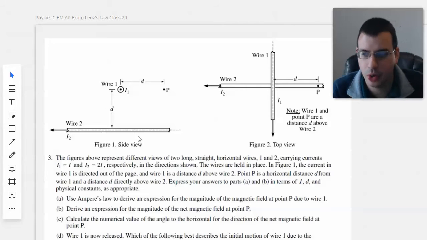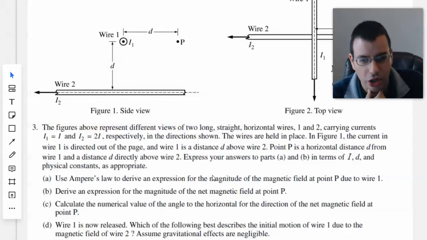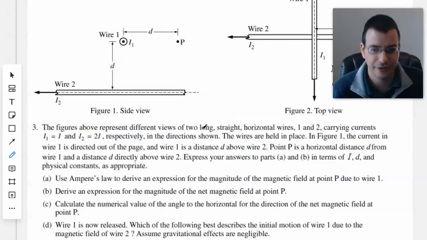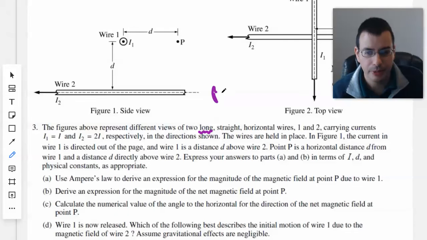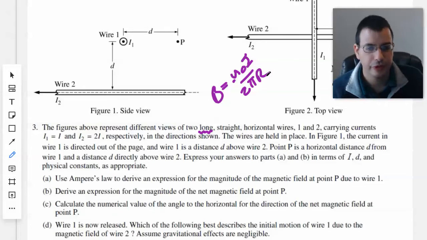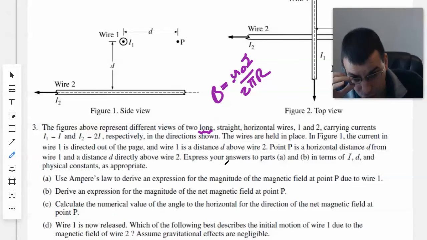Here's a problem. Got a wire, got another wire, got the same wires, but from a different view. The figures above represent different views of 2 long, straight horizontal wires. Here, when they say long, they mean you can assume infinite. And that gives you the B equals mu naught I over 2 pi r for the magnetic field due to an infinite wire. Horizontal wires 1 and 2, carrying current I1 and I2, where I2 is 2I1, respectively in directions as shown. The wires are held in place.